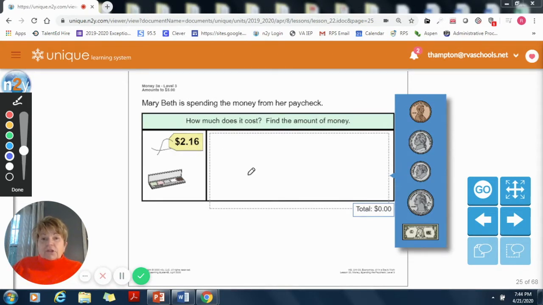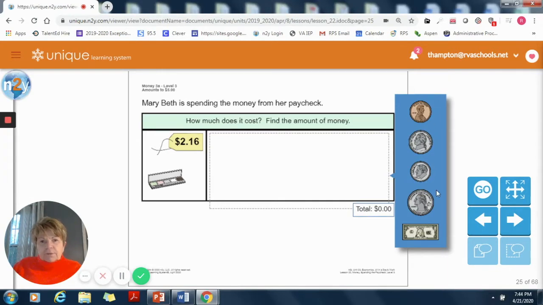$2.16. So let's start with our largest coin, our largest amount of money that we need. So where is our dollar bill here? Let's turn off the pen. Where is our dollar bill? Yes, here's our dollar bill. Very easy to find. What geometric shape is that? Is that a square? And this is more a square, right? Is it a triangle? No, it's definitely a rectangle. All right, so let's look at our $1 bill shaped like a rectangle.